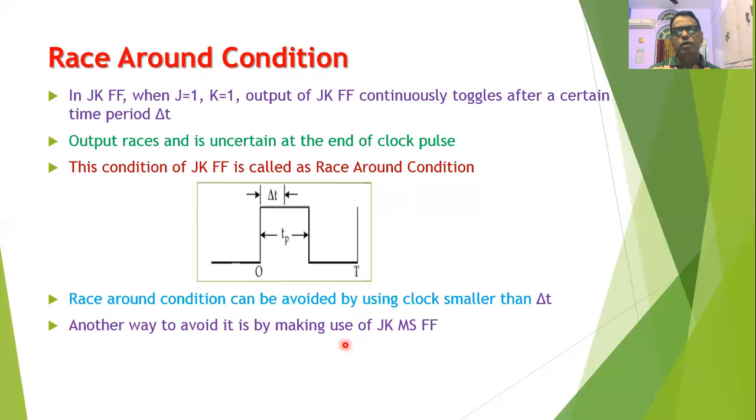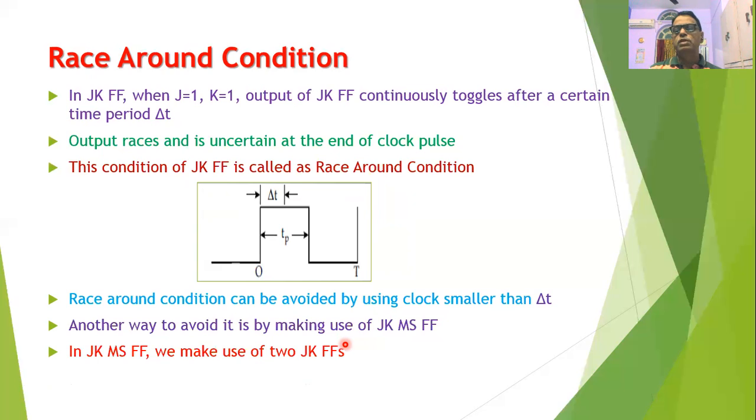So another way to avoid the race around condition is to make use of the JK master slave flip-flop. Instead of using one flip-flop, we can make use of two flip-flops. One flip-flop is there, and the output of the first flip-flop is connected to the input of the next flip-flop. So there is one master and one slave, and therefore such a flip-flop is called a JK master slave flip-flop. This is the best way to avoid the race around condition.